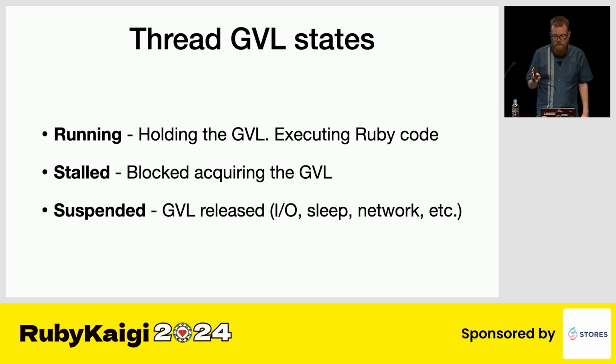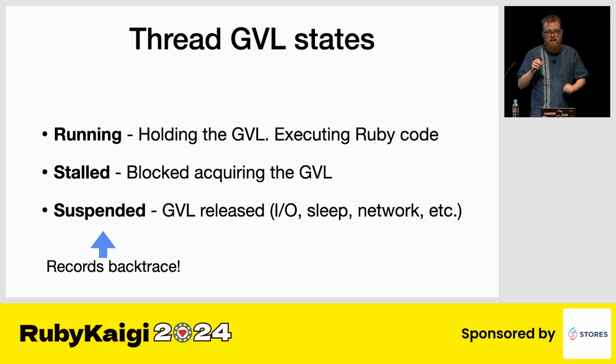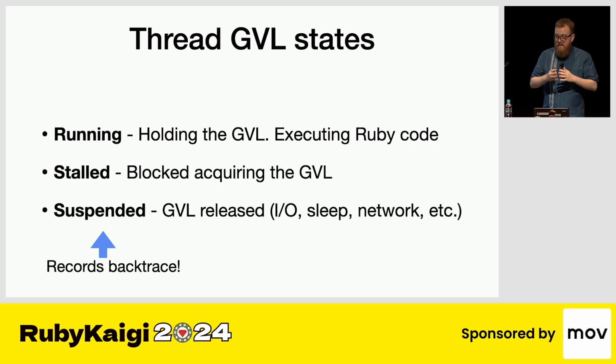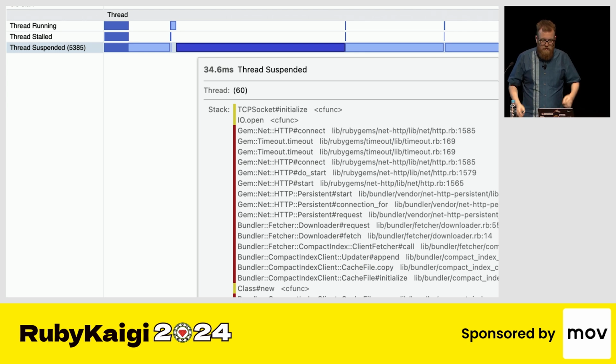One thing we realized we could do in Vernier is record a backtrace whenever we reach the suspended event. We know that the Ruby program cannot move forward when it's suspended. It needs to hold the GVL in order to run Ruby. So we know that the backtrace it has when it releases the GVL is the same state that thread is going to be in until it gets the GVL back. So we're able to show that in the marker chart as well.